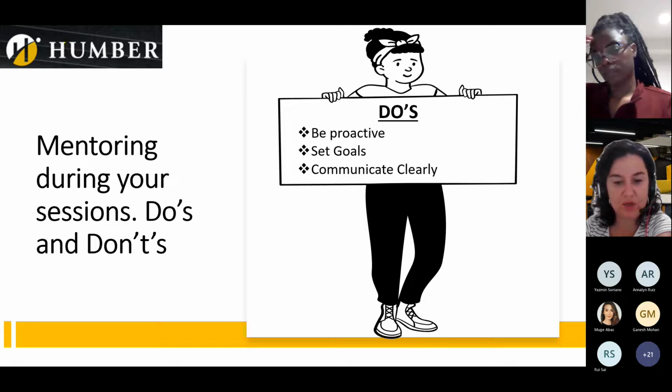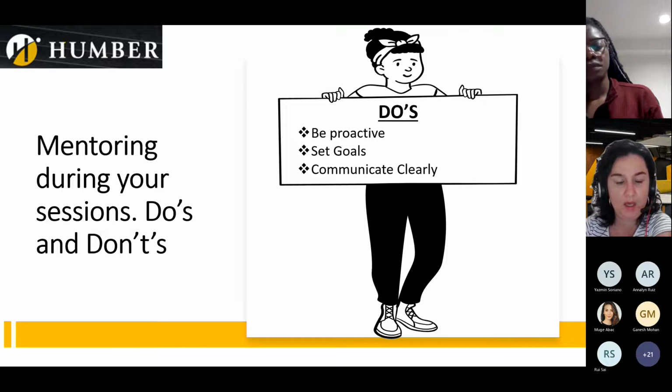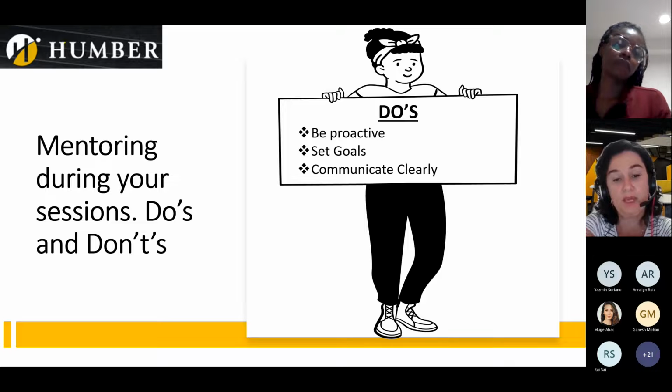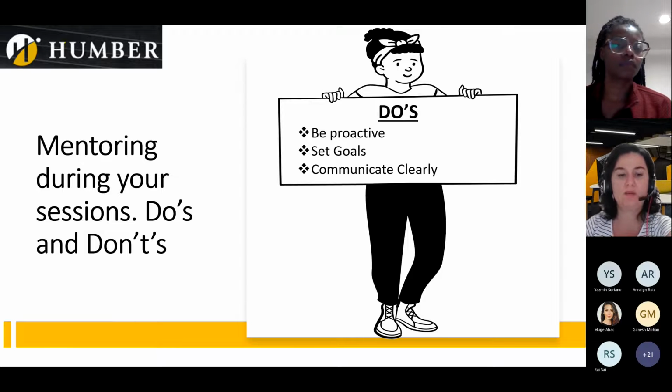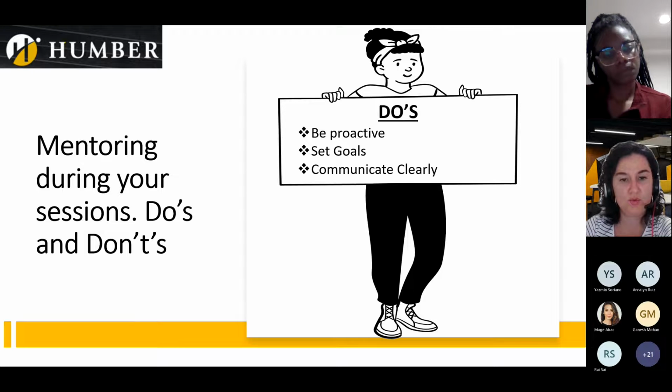So some of the do's and don'ts in mentoring. Many students who have not had previous experiences with mentorship, due to lack of understanding the relationship, may sometimes engage in certain activities that are big don'ts. So it is a good opportunity here to share what you can do during your mentorship and what you can't. So I'm going to start with the do's.